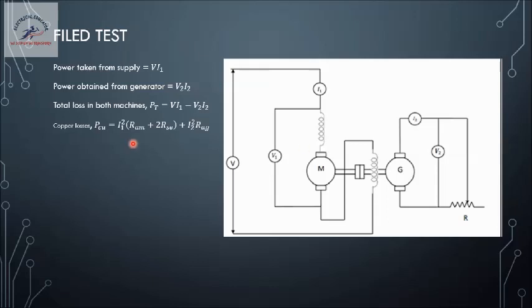This will give us the copper loss in this particular circuit, and copper loss in the other circuit is given by I2 square RAG. So generator armature resistance is the only resistance which is present in this circuit, and we know the value of current flowing through that circuit. So the square of that current multiplied by the generator resistance gives us the copper loss of the second circuit. If we add them together, we get the total copper loss of the entire system.